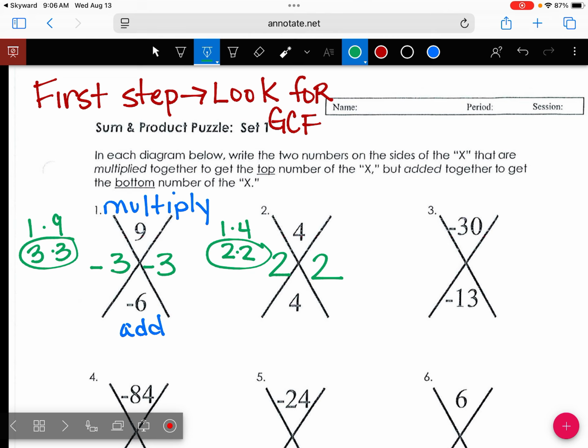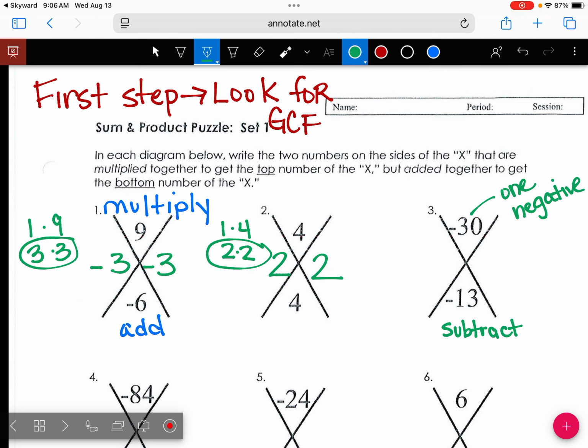Now, whenever we get a number that's negative at the top, that's where it gets a little tricky, okay? Because that means one thing I know is that one number has to be negative. So one of my numbers has to be negative. And instead of looking for it to add, I'm really looking to see what subtracts. Like I'm looking for two numbers that have a difference of 13.